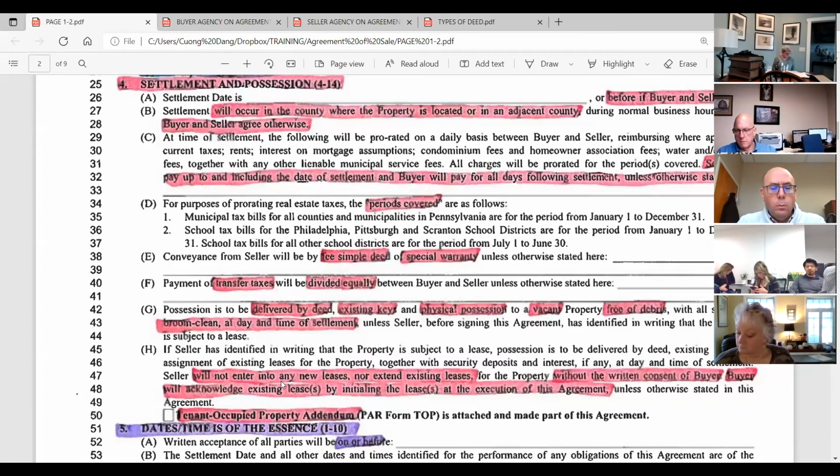Now I highlighted the tenant occupancy property addendum, and if there is a tenant, this is suggested to be attached to the agreement of sale. Okay, and it goes into a little more depth than what's on the contract as far as the buyer accepting the leases as they are written, or whether they can back out because of the leases after they receive them. Okay.